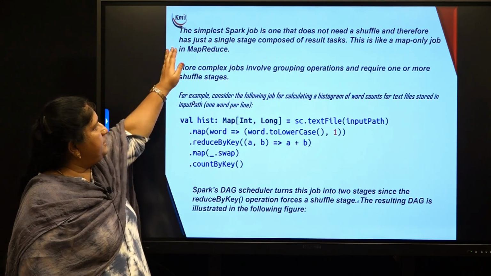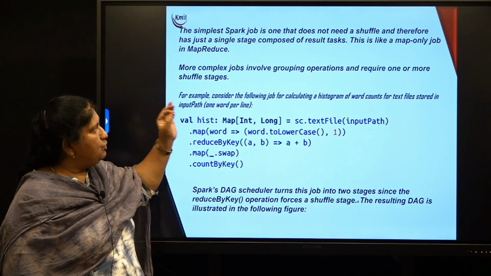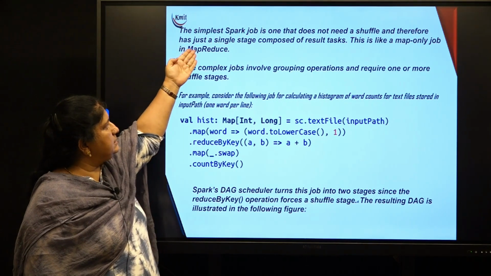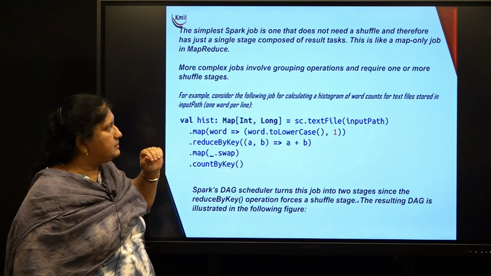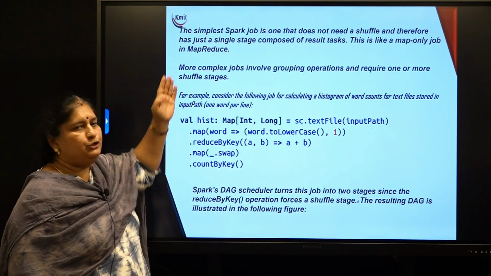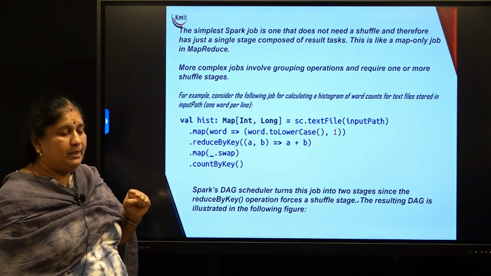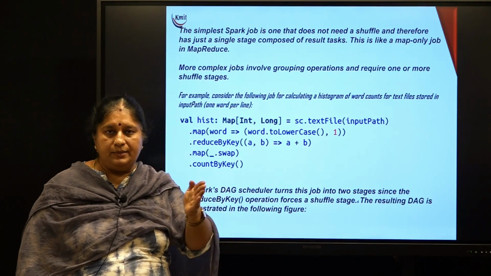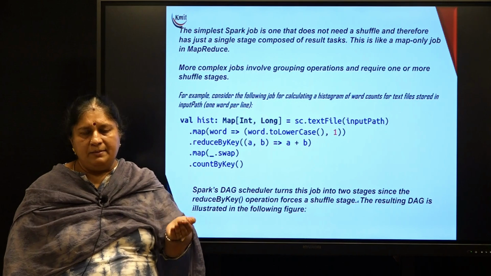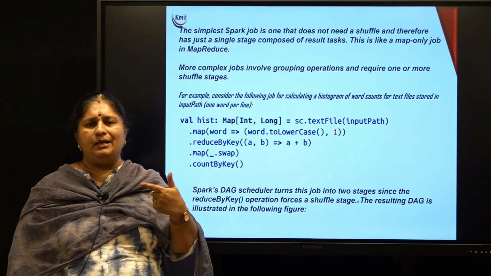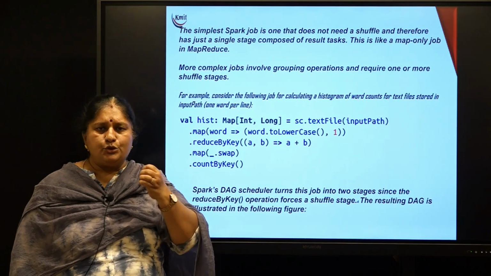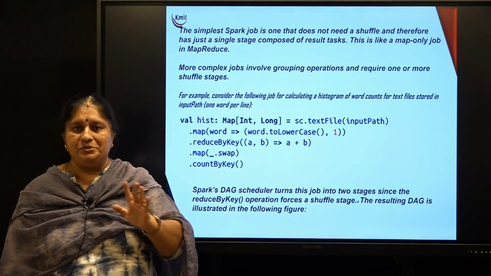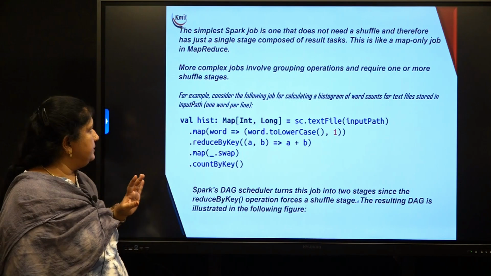And the simplest Spark job does not need a shuffle, and therefore it has just a single stage composed of result tasks. This is like a map only job in MapReduce. What do you mean by this? Sometimes you don't need to divide your task into multiple jobs and you don't have any partition to work. Everything can be accomplished directly. I can show the result. In such cases, it is similar to zero reduce task of MapReduce.